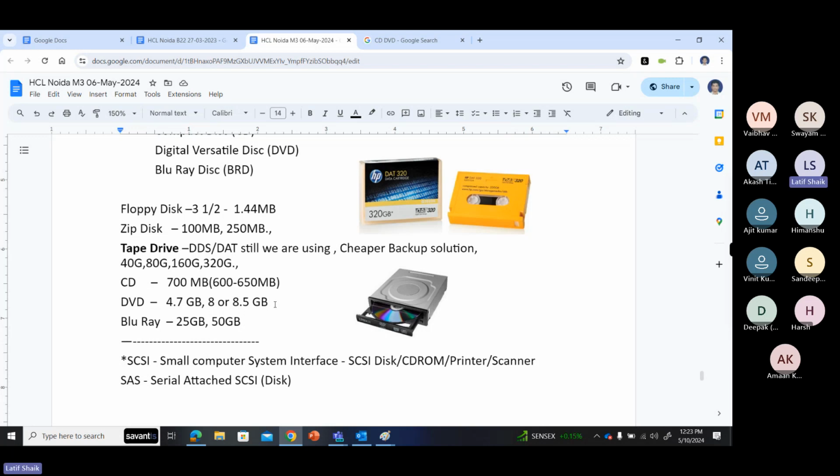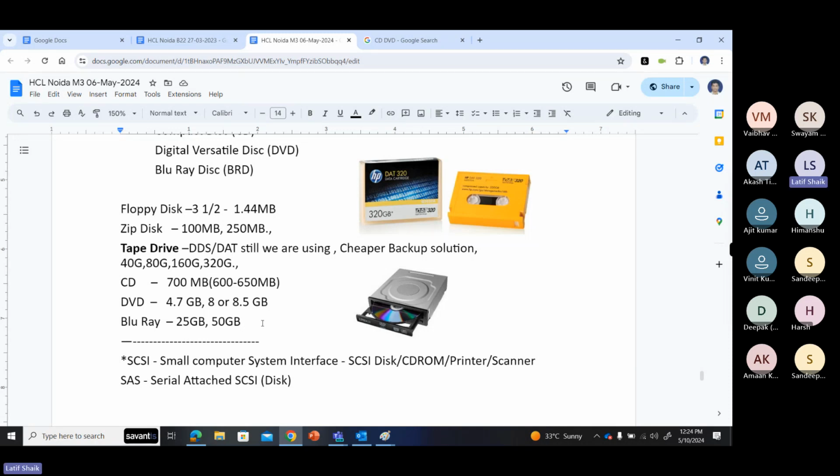Later I purchased a lot of CDs and DVDs to store my backup data and my movie collection. So for DVDs, the basic data storage size is 4.7 GB. CD means compact disk, DVD means digital versatile disk. Versatile, not video disk, versatile disk. 4.7 GB of data we can store. In double layer DVDs, we can store up to 8 or 8.5 GB.